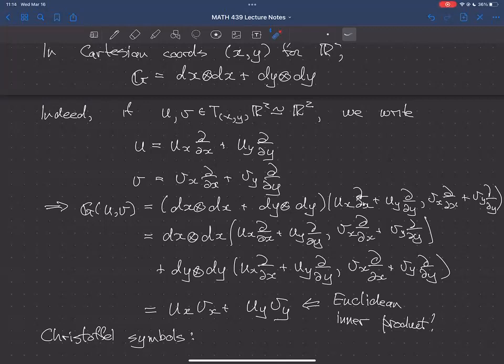The Christoffel symbols, on the other hand, all involve the derivatives of the components, right? There's some formula that I'm not going to write down here. But the formula for the Levi-Civita Christoffel symbols involves derivatives of the components of the metric. Since the components of the metric are constant, those derivatives will all be 0. So the Christoffel symbols are all 0.